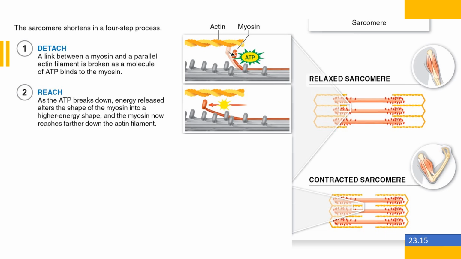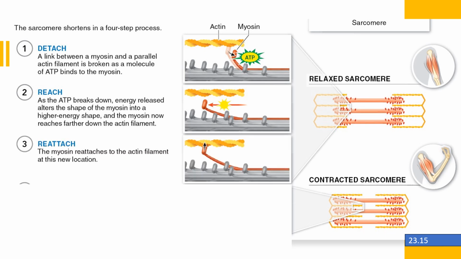Then that ATP molecule breaks down, releasing energy. This energy changes the shape of myosin. In this more high energy shape, the myosin is able to reach further down the actin filament. In our rope climbing example, this is extending your arm further up the rope. Then you need to grab the rope at the higher point, so the myosin reattaches to the actin filament at the new location.